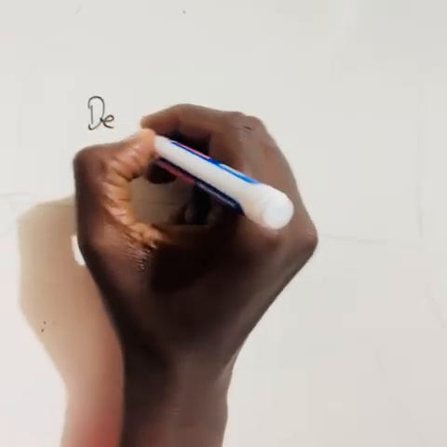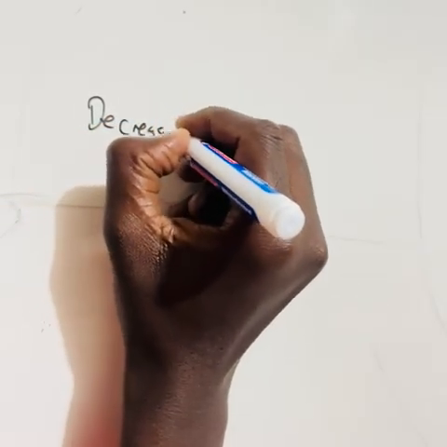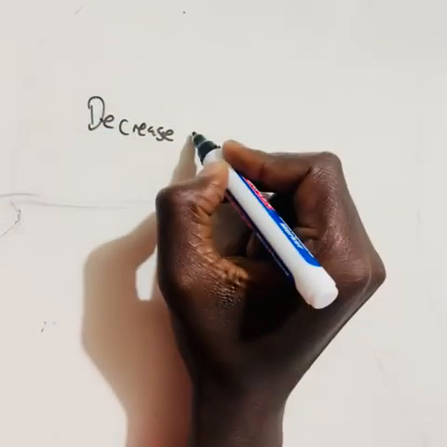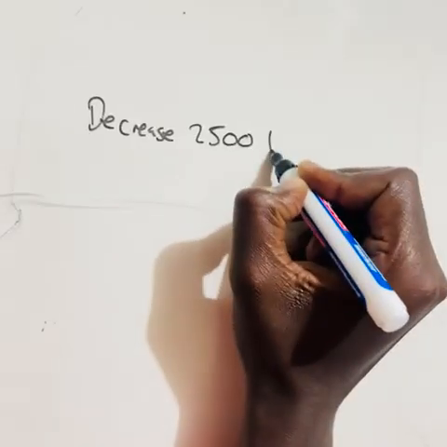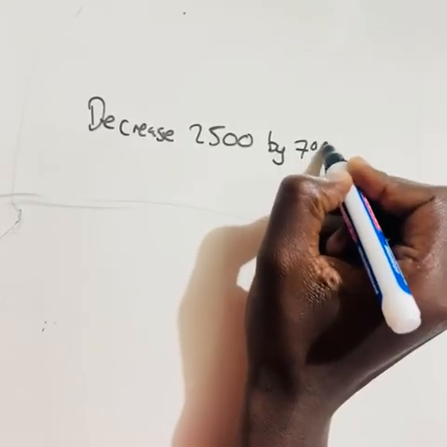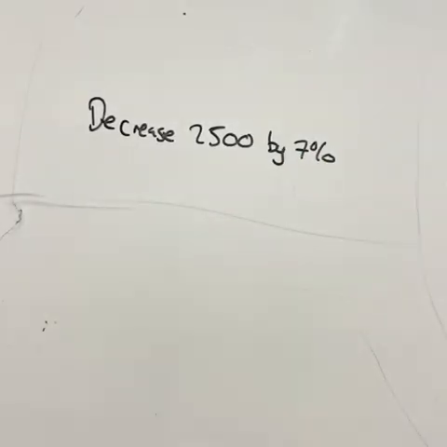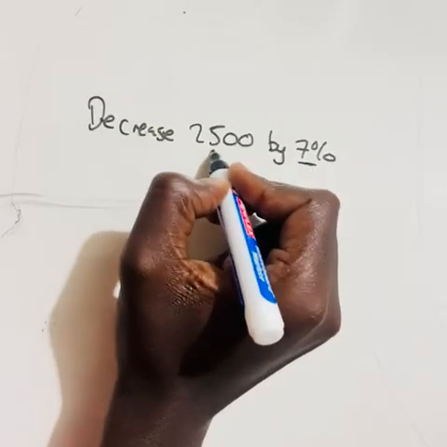So when they use the word decrease, they're simply talking about reducing. So in this particular instance, they've said that decrease 2,500 by 7%. In other words, we're simply saying, let's first find the 7% of 2,500.